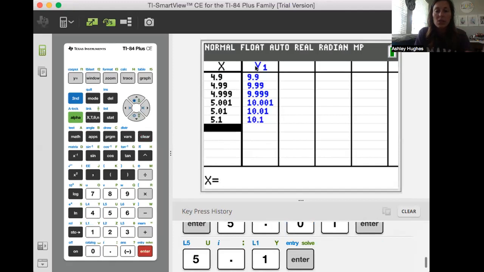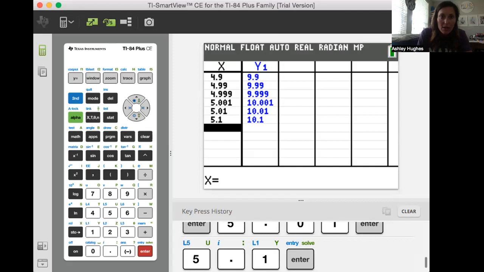What number does it look like it should be? Where, if you're squeezing in from the top and from the bottom, it's approaching. This looks like it's getting really close to 10. And this also looks like it's getting really close to 10. So if you had to guess, what value would you guess the limit is? You would guess that limit would be 10. Okay. So I'm going to plug that value in back on our notes.